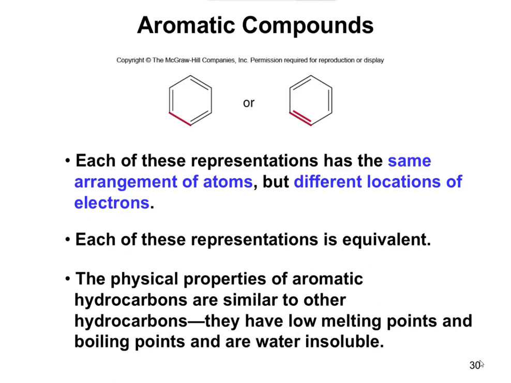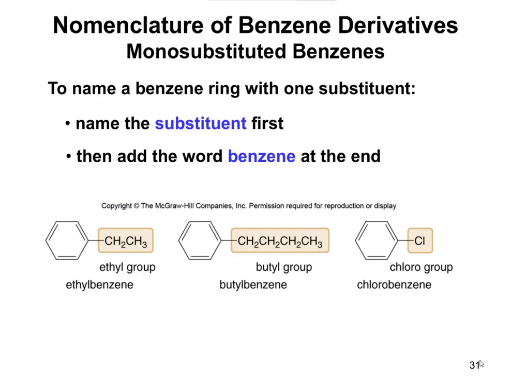Now they're going to have very similar physical properties to other hydrocarbons. That is, they're going to have low melting points and boiling points. And they're going to be water insoluble because, again, they're still hydrocarbons, right? They have these interesting characteristics of double bonds, but it's still just a whole bunch of carbons and hydrogens. So to name these benzene rings and the derivatives of them, we're going to go through some new rules, even though they're not really that new. It's just kind of a twist on the stuff that we've already learned.